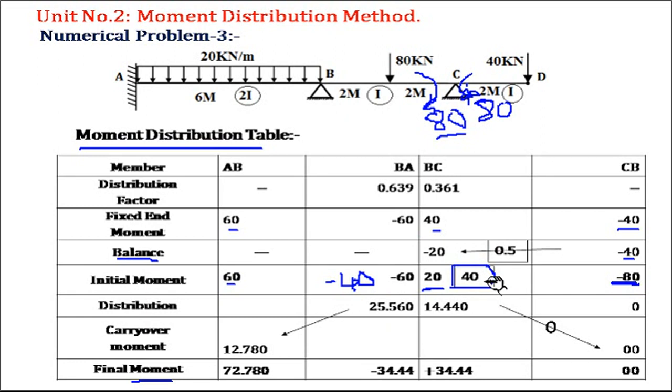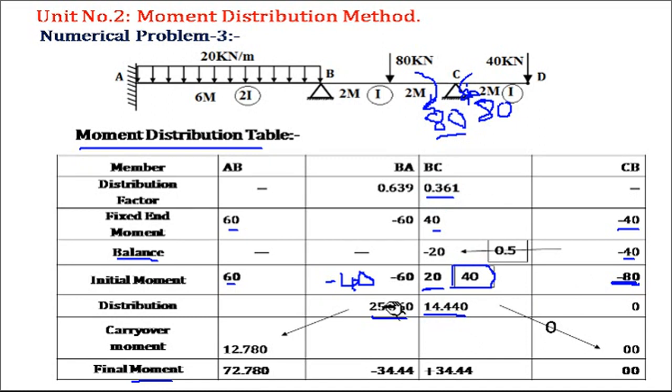This correcting moment is to be distributed in members BA and BC in proportion to the distribution factor. Now we find the component of the correcting moment. In member BA, it will be 40 multiplied by the distribution factor 0.639, so we get 25.560. The component in member BC will be 40 into 0.361, so this value will be 14.44.